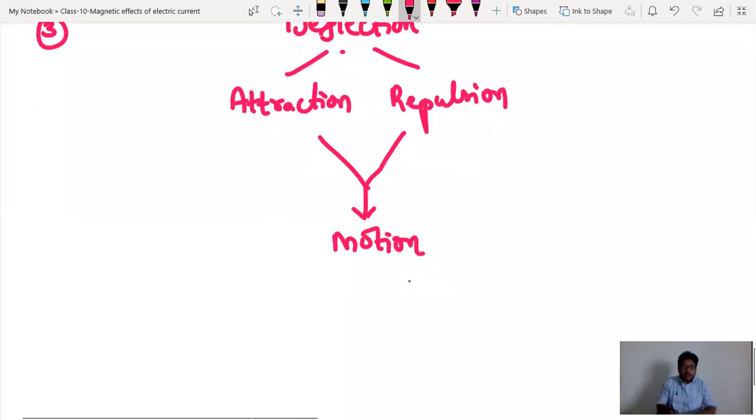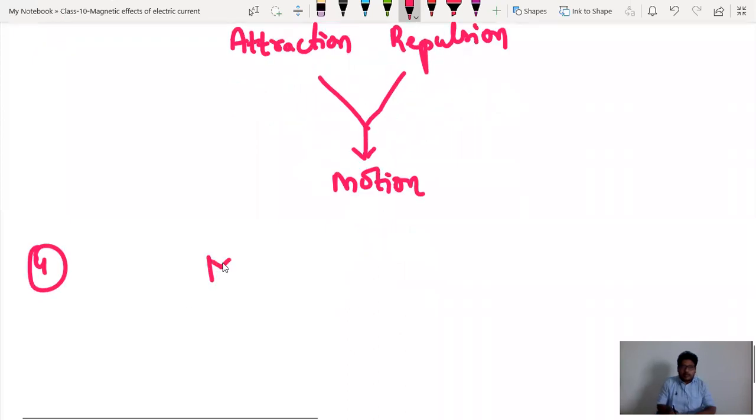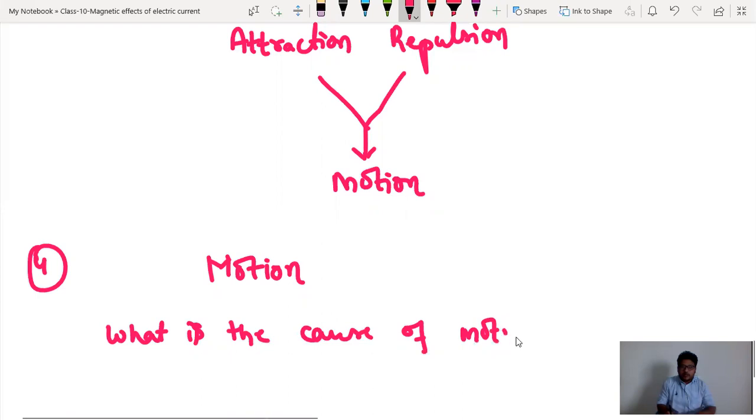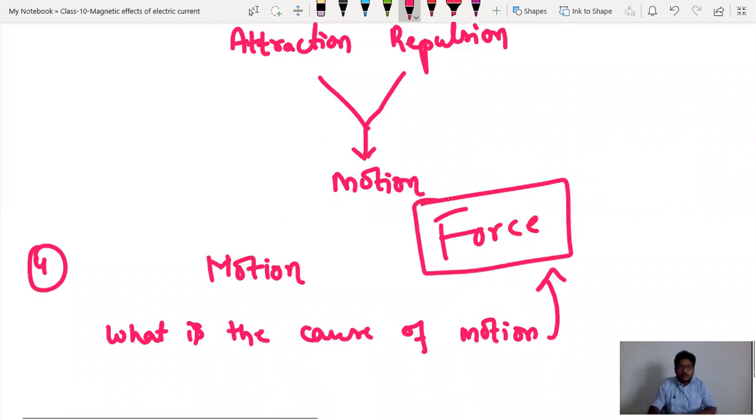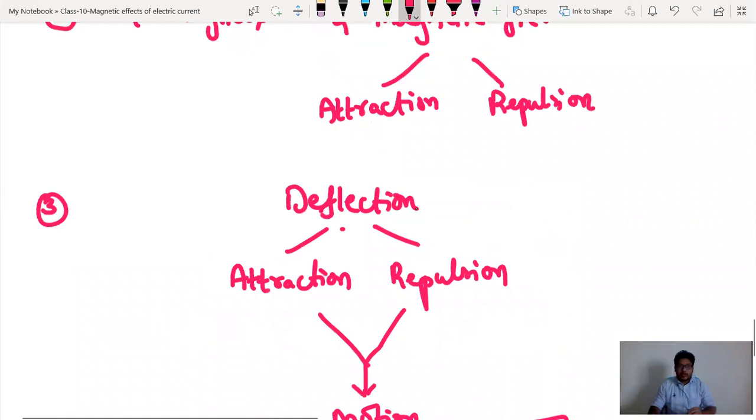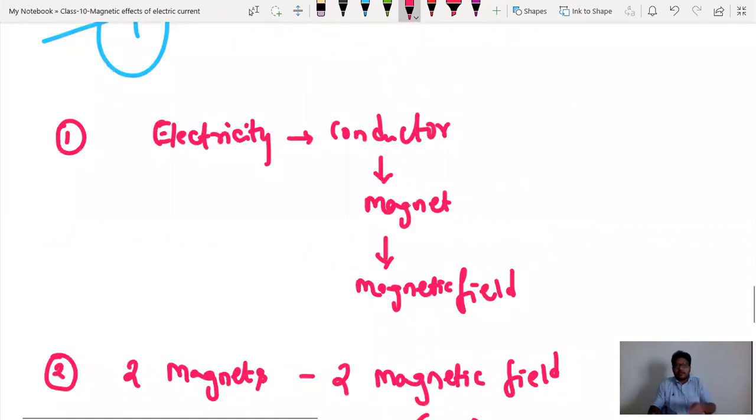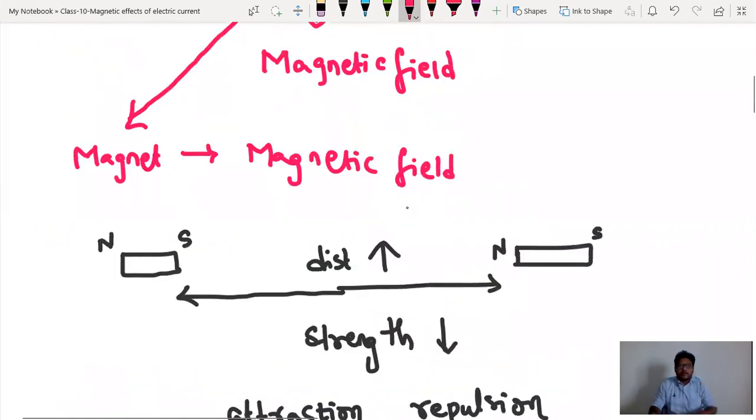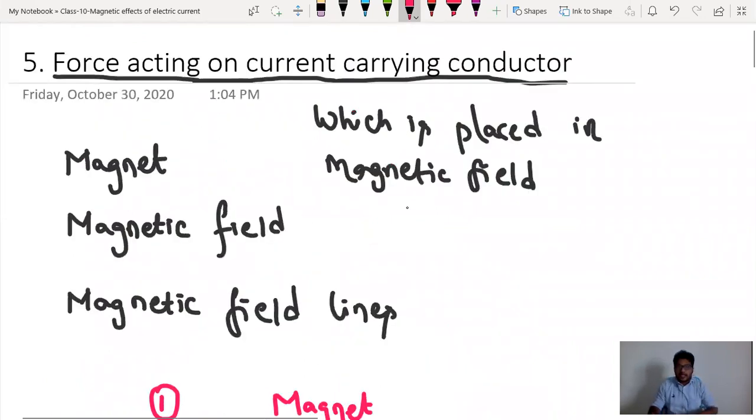Motion. What is the fourth topic you should understand? You should remember, whenever a person is talking about motion, what is the cause of motion? Force. Those are the four topics you should understand, to remember or to analyze this topic, that is force acting on current carrying conductor.